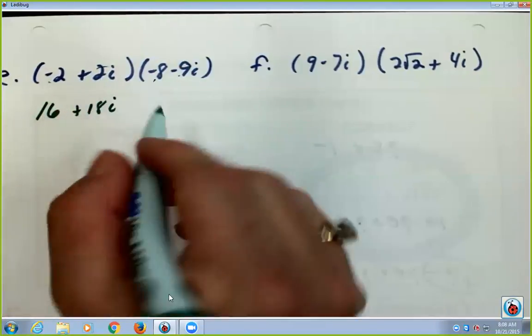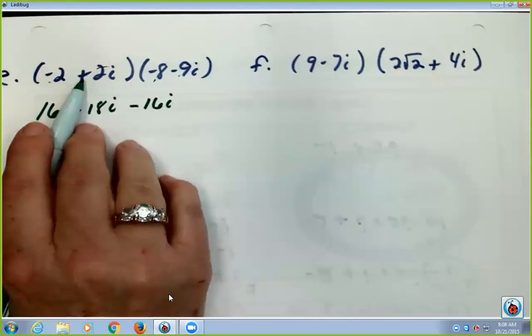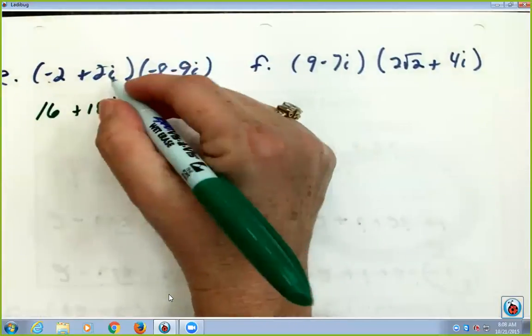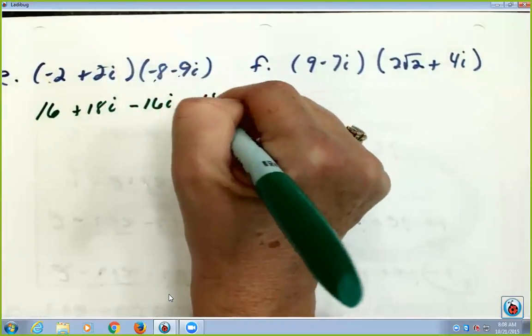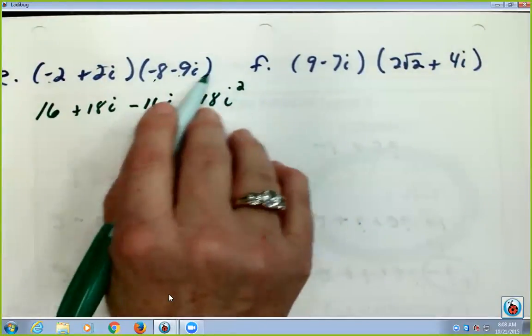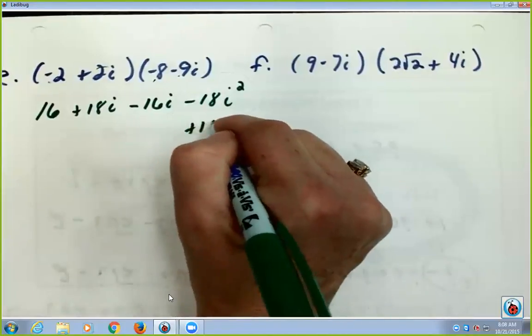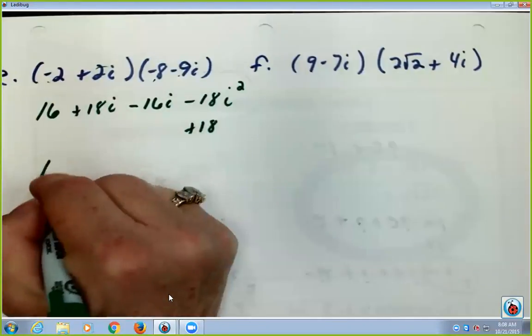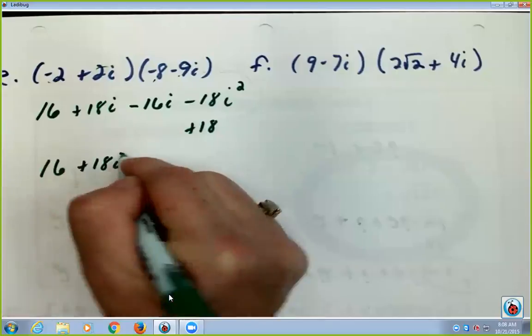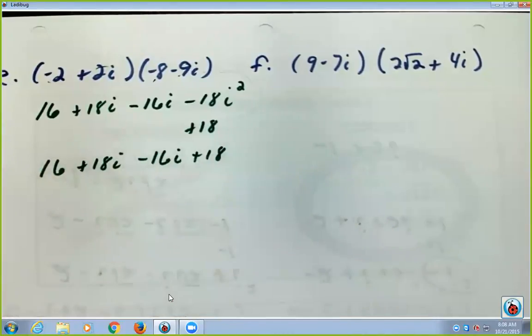Positive 2i and a -8 is a -16i. And last of all, positive 2 times a -9 is a -18i, and i times i is i squared. So this changes. Be real careful in those ends. So it's going to become a positive 18. So now I have 16 plus 18i minus 16i plus 18.